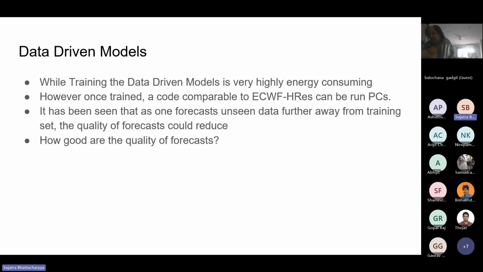They are very, very simple. And if there is climate change or some scenario which it has not seen before, it's likely to fail.